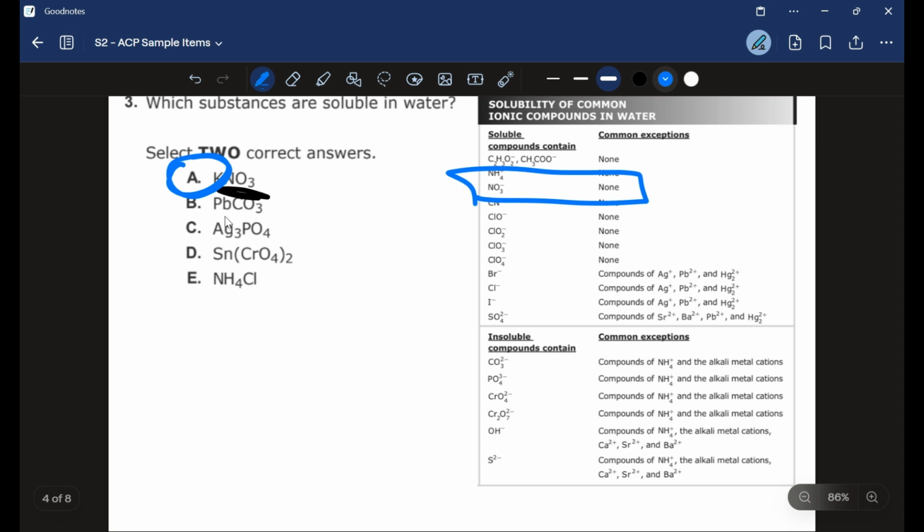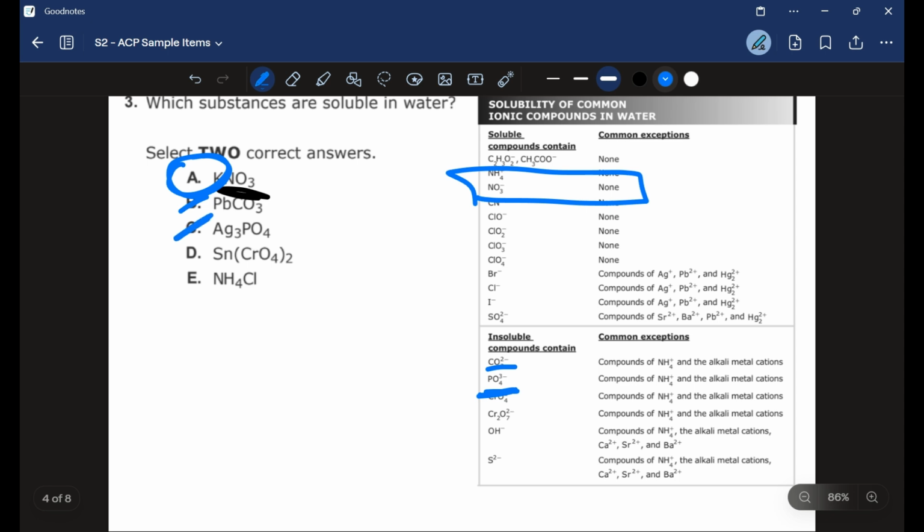Then we have PbCO3. CO3 is down here. It's insoluble unless it's with ammonium or an alkali metal, which it's not, which means B is insoluble, so that can't be our answer. C is Ag3PO4. PO4 is down here at the bottom, meaning it's insoluble unless it's bonded with ammonium or an alkali metal. Silver is not ammonium or an alkali metal, which means it's still insoluble, so C is not our answer either.